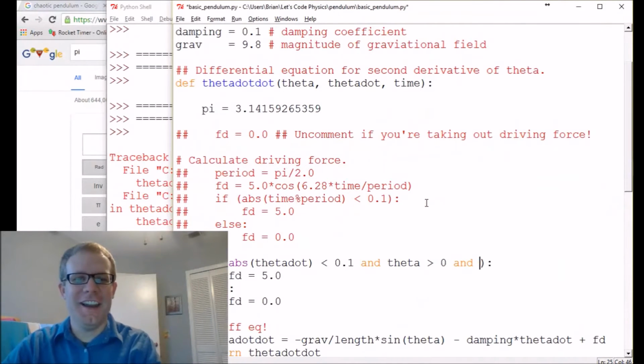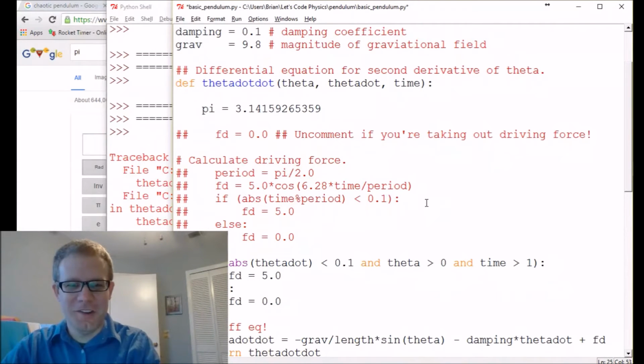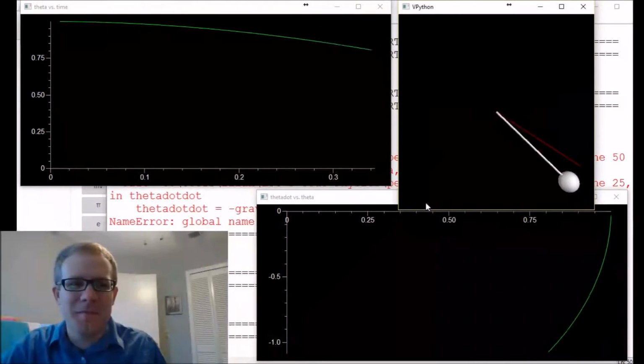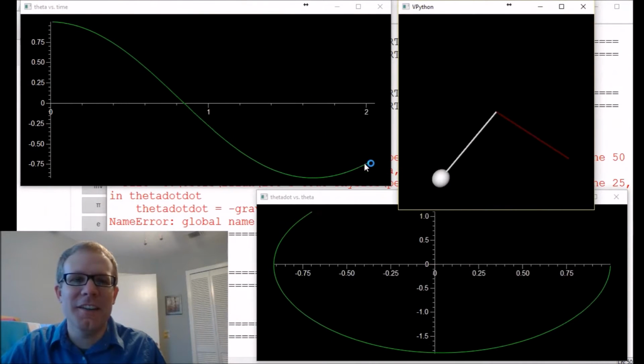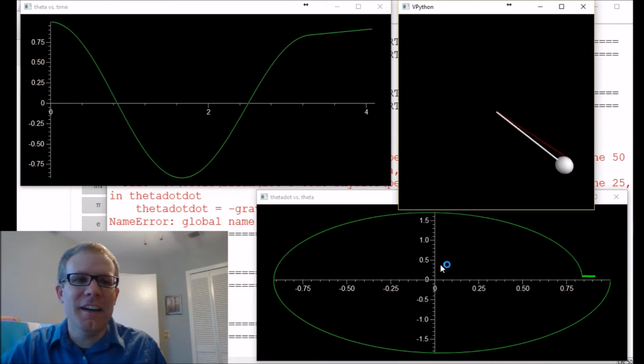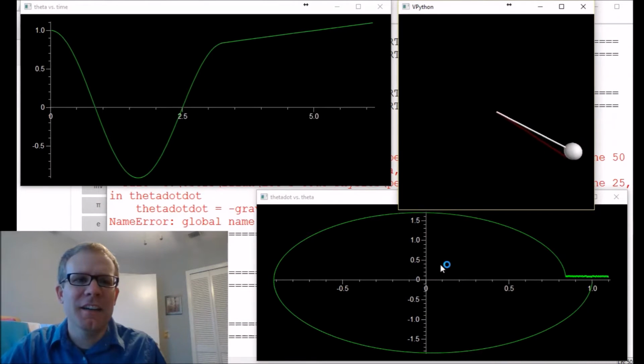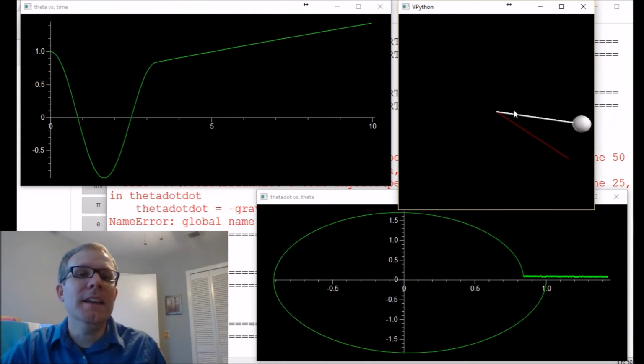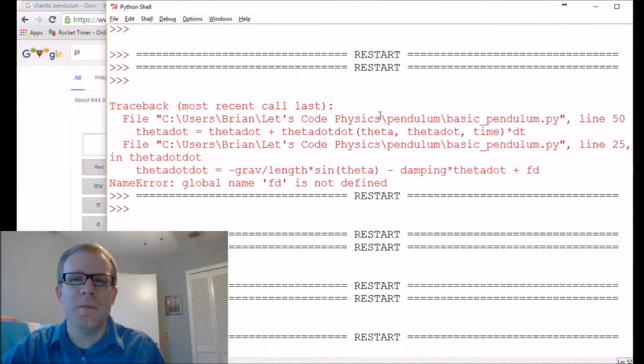Okay, and time greater than 0. Let's say time greater than 1. The things you don't think about, huh? All right. Okay, there we go. Now it'll make it through one cycle, and now we get a kick. That's not a very good kick. Oh, I need to have it kick the other way.